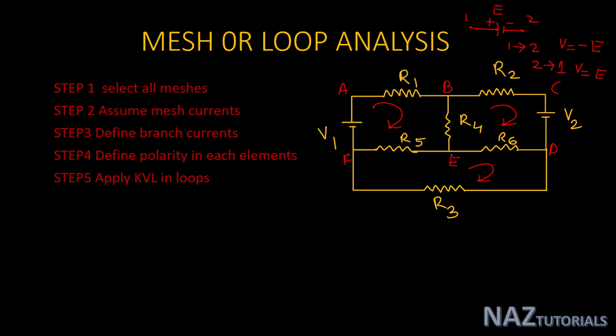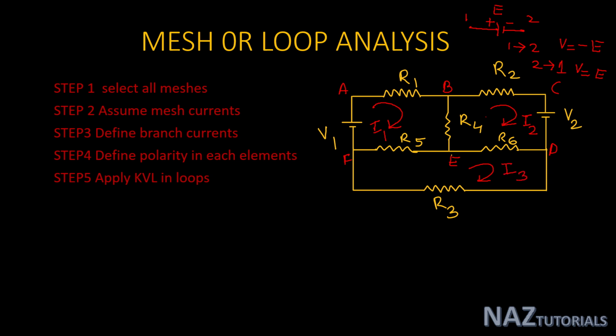The first mesh is A, B, E, F, A. The second mesh is B, C, D, E, B. The third mesh is F, E, D, F. Now the second step is to assume mesh currents. The first mesh current is I1 in clockwise direction. We are assuming the second mesh current I2 in clockwise, and our third mesh current we are assuming I3 in clockwise.